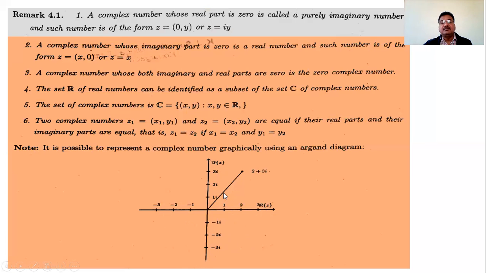Now if you find the argument of 2 plus 3i, geometrically what is the argument of 2 plus 3i? Suppose this point is P. The angle made by the line OP with the positive x axis is the argument. This is the geometrical meaning of the argument. If the number lies in the first quadrant, then its principal argument lies between 0 and 90. If the number lies in the second quadrant, then its principal argument is greater than 90 and less than 180.